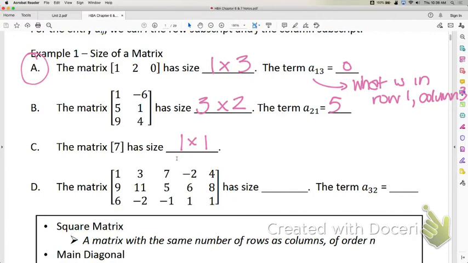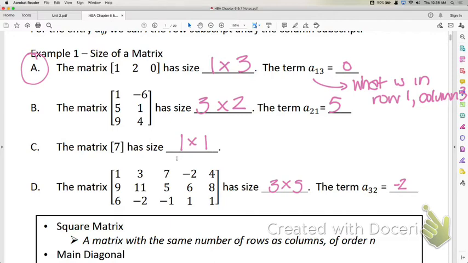And then D. How many rows, how many columns? 3 by 5. And what number is in row 3, column 2? -2. Nice and easy for a Thursday here? Yeah. Okay, it's almost Friday, isn't it?